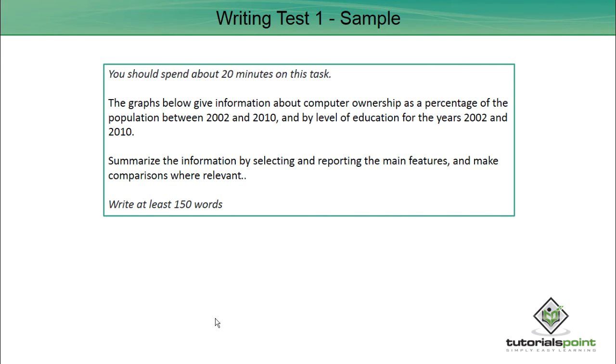The graphs below give information about the computer ownership as a percentage for the population between 2002 and 2010 and by level of education for the years 2002 and 2010. Summarize the information by selecting and reporting the main features, and make comparison where relevant. Write at least 150 words. So here, remember, the key criteria is you have to write a minimum of 150 words. Now let's have a look at the graph.